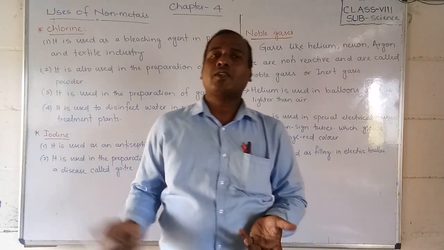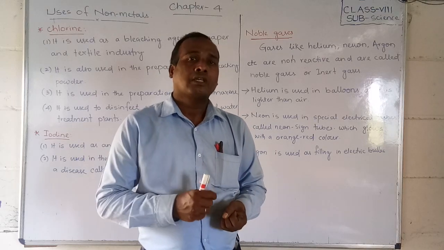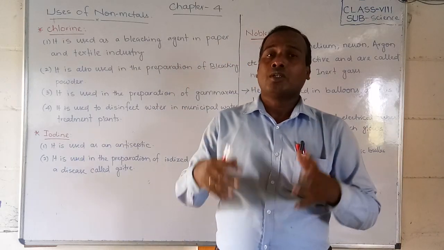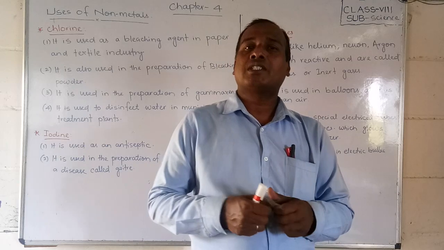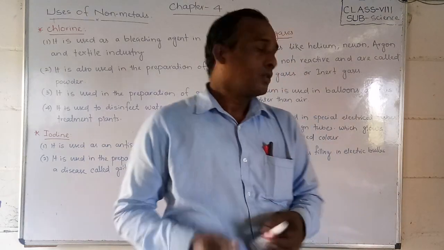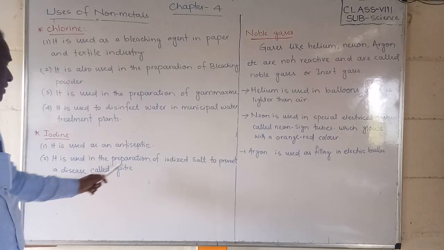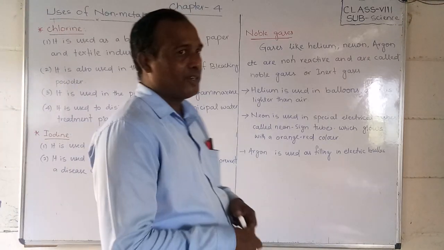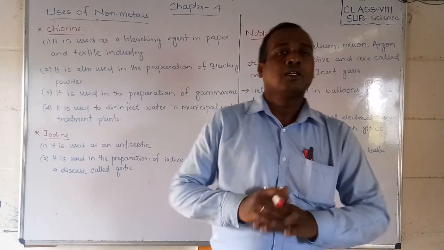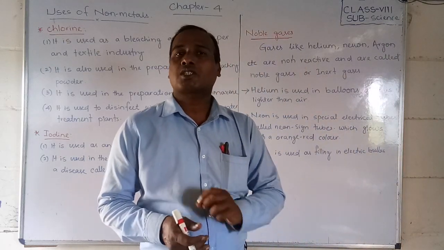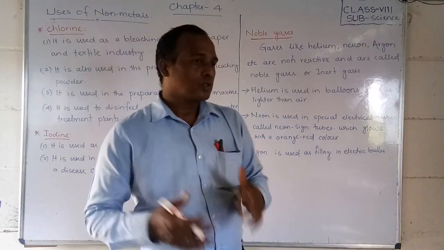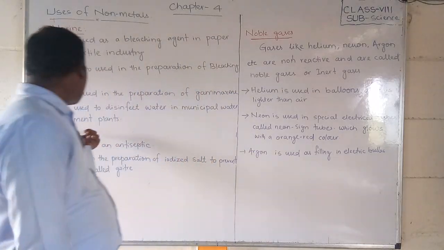So whatever salt we get every day is iodized salt, so we have no deficiency of iodine. Okay students, that's why iodine is used in the preparation of iodized salt to prevent the disease goiter. If you take iodized salt, then we won't face such a disease as goiter. So these are the uses of the non-metal iodine.